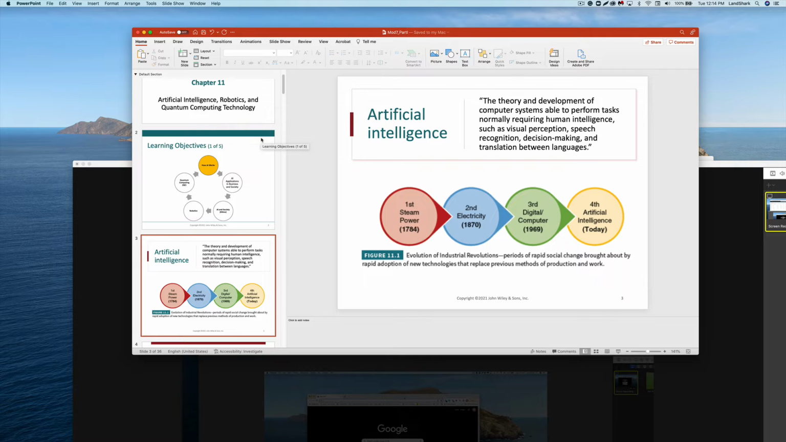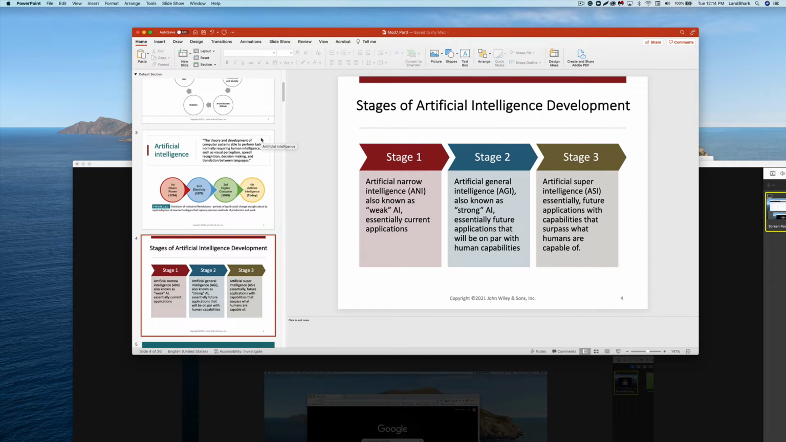So think about it: in 1784 we had the first steam power. 1870 was when electricity was born. 1969 the digital computer was born, and then fourth is today, we're using artificial intelligence. So like Google, Alexa, those could be small forms of artificial intelligence. So it's a well-known AI, essentially current applications.